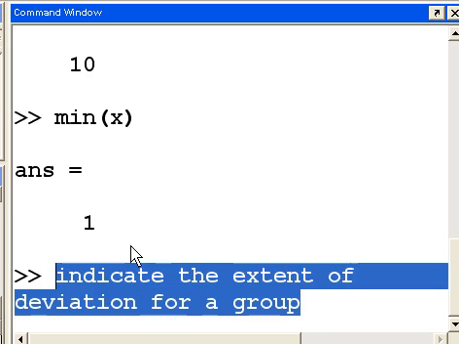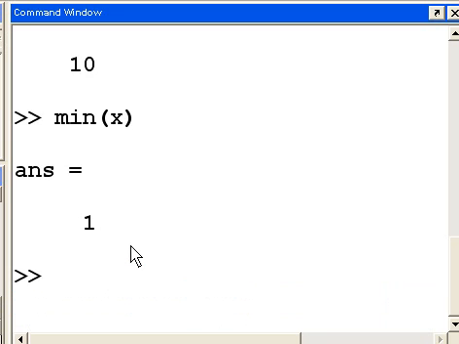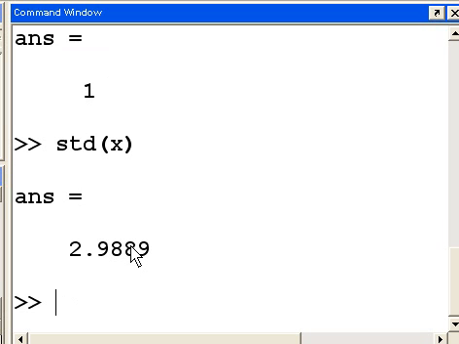Alright, what would be the standard deviation of the x vector? STD x. And I get 2.9889. That's how far they're spread apart.